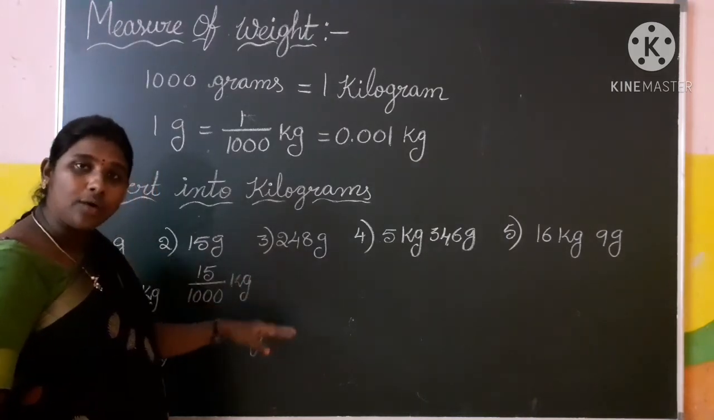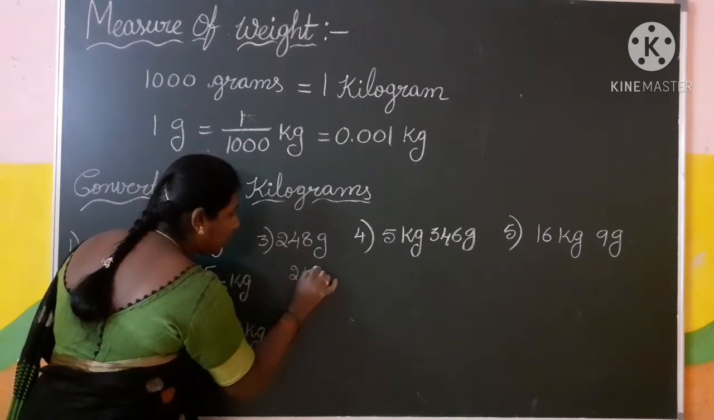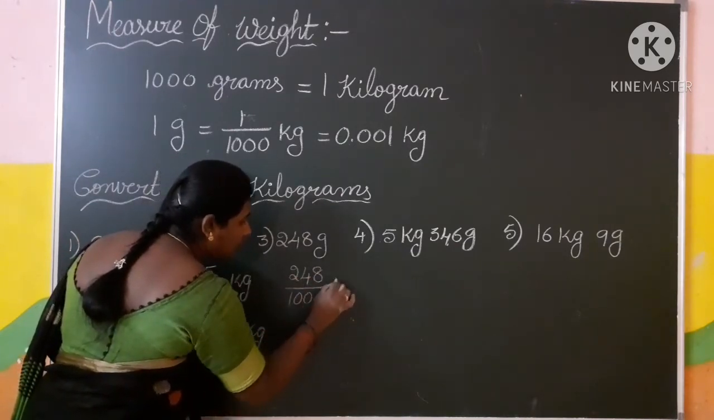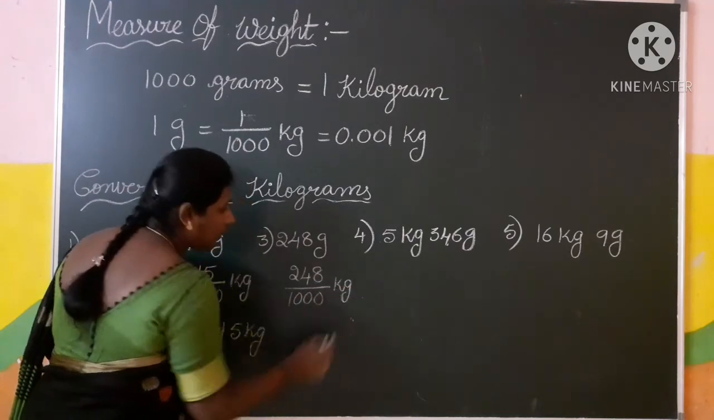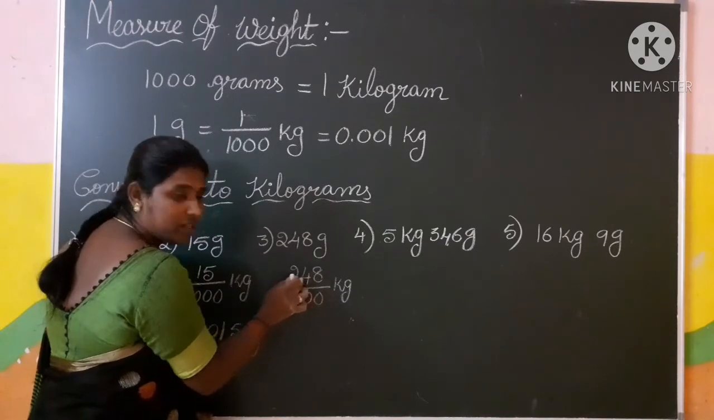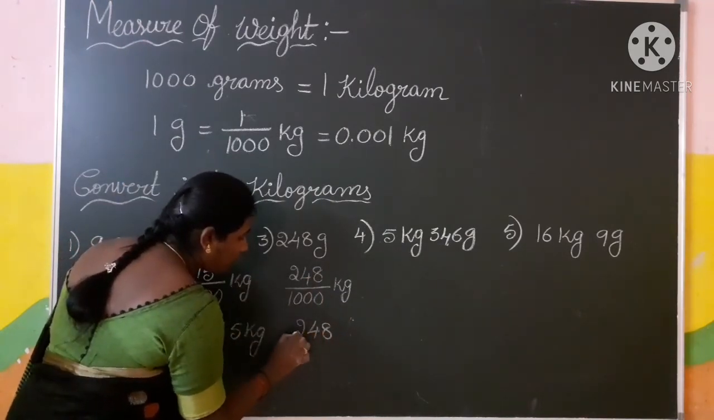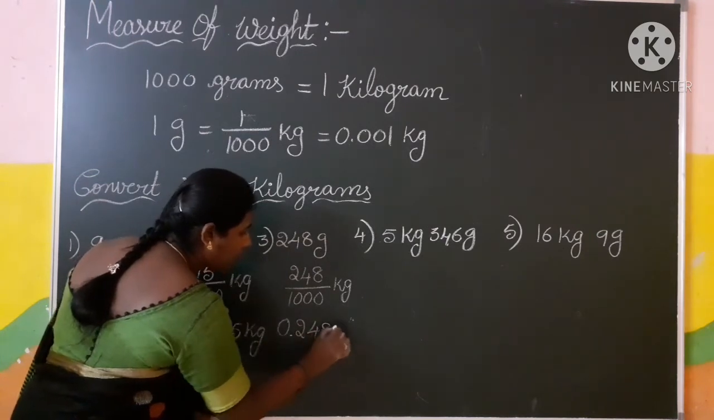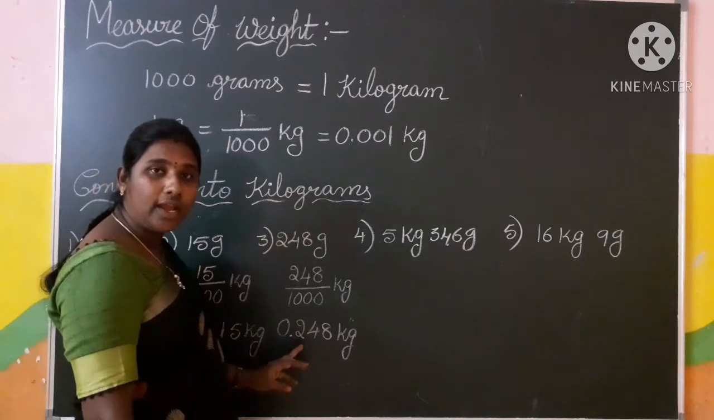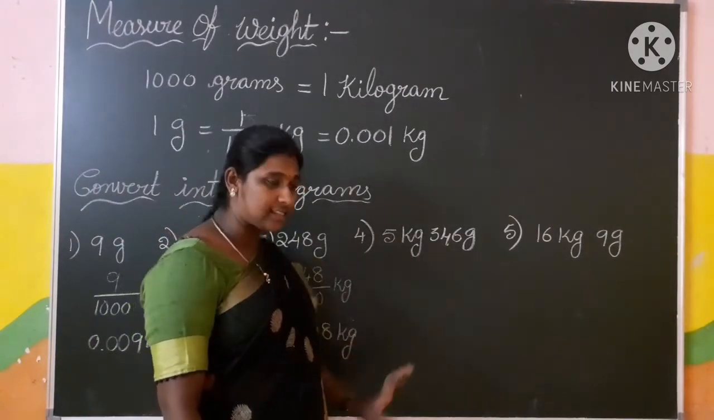Next 248 grams. So here also we have to convert into kilograms. 248 by 1000 kg. So 3 zeros, so 3 numbers before the point. 8, 4, 2 before the point. Here 0, 0.248 kg.